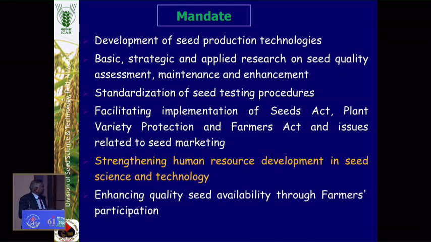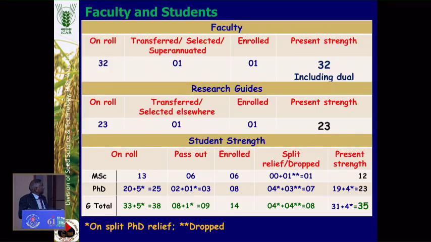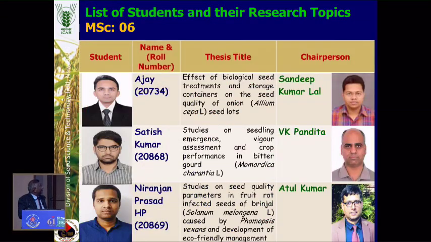I welcome you to the significant student achievements from the discipline of Seed Science and Technology. Out of the several mandates, one is strengthening human resource development, for which we have 32 faculty on roll, including dual faculty. Research guides are 23. The student strength is 35, including 12 from MSc and 23 from PhD.